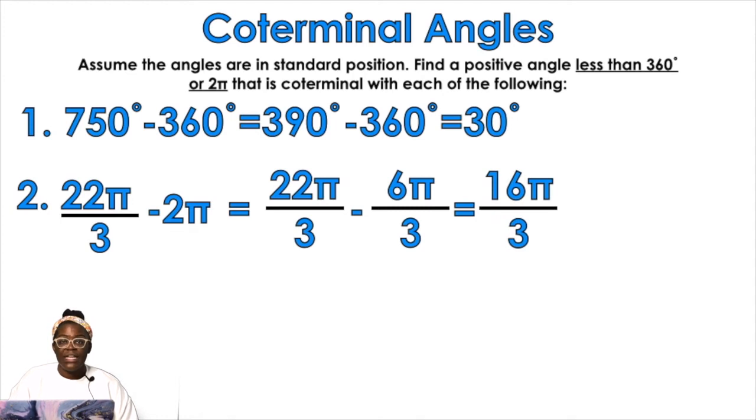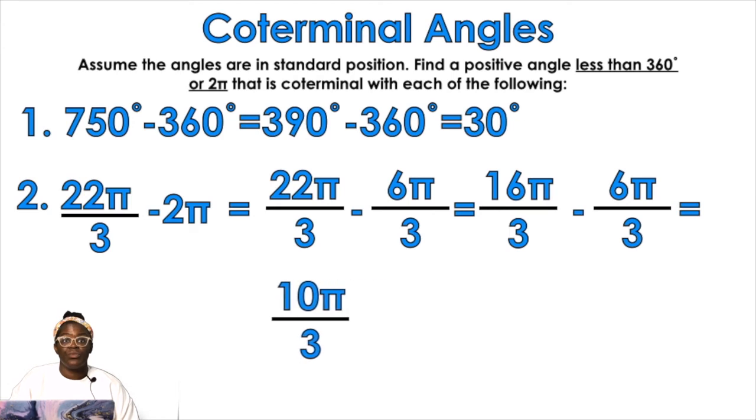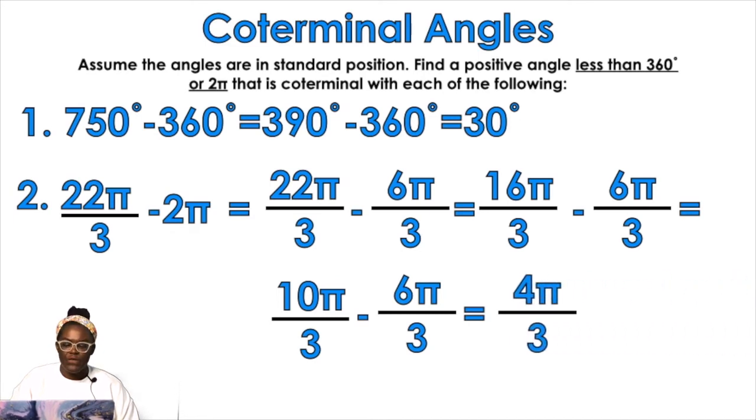16 pi over 3. If I take 16 and I divide it by 3, I'm going to get 3 point something. So that means I still have to subtract one more time until it's less than 2. 10 pi over 3 minus 6 pi over 3. Oh my gosh, we have to do it again because 10 divided by 3 is still 3 point something. Oh, 16 divided by 3 is 5 point something, but you get it. 4 pi over 3. That's my final answer.